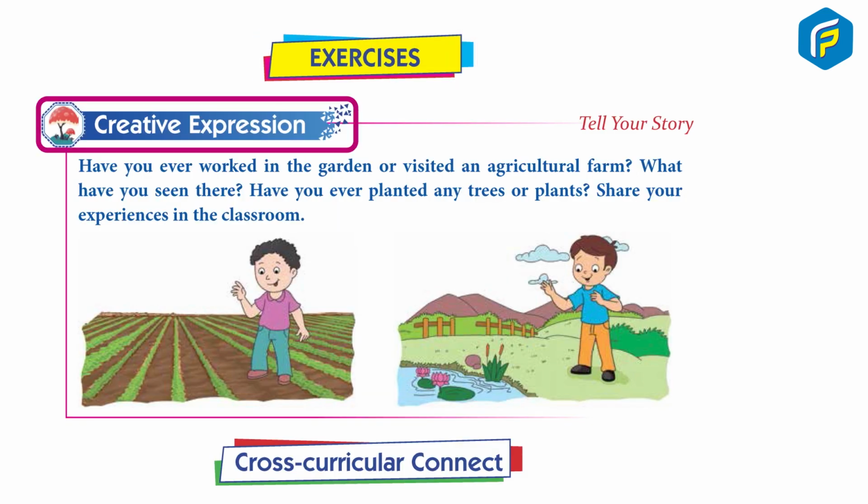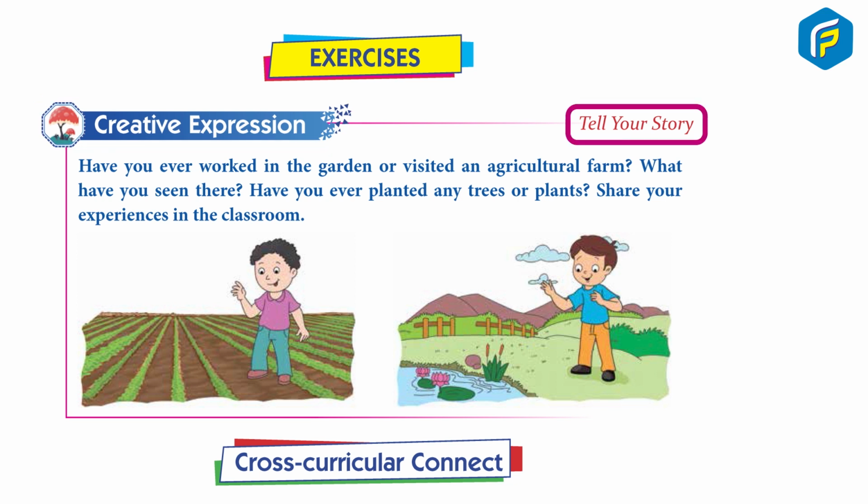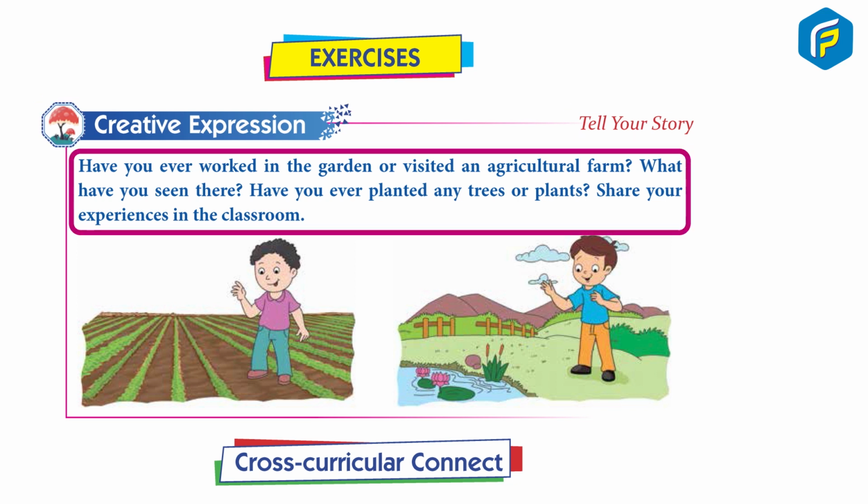Exercises: creative expression. Tell your story. Have you ever walked in the garden or visited an agricultural farm? What have you seen there? Have you ever planted any trees or plants? Share your experiences in the classroom.